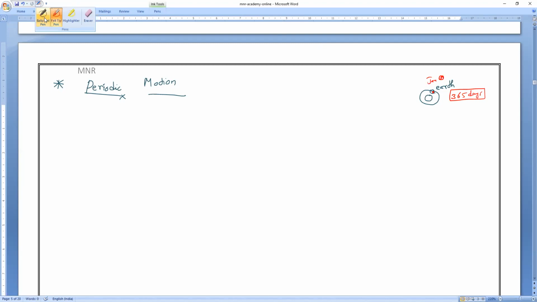Please respond. And that rotation will never stop. 2023, 2024, 2025, every time the same motion is repeating after every equal interval of time. So that is what we used to call periodic motion. All of you remember? A motion which repeats itself after equal interval of time is known as periodic motion.